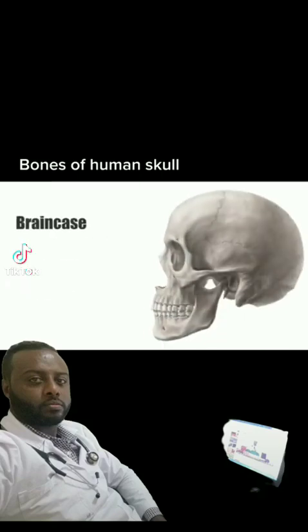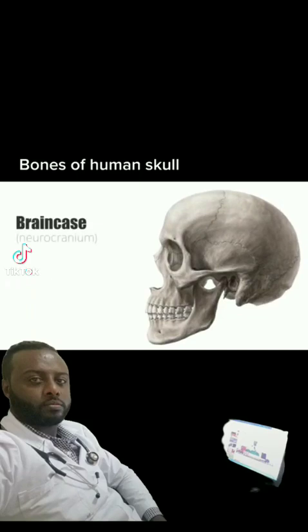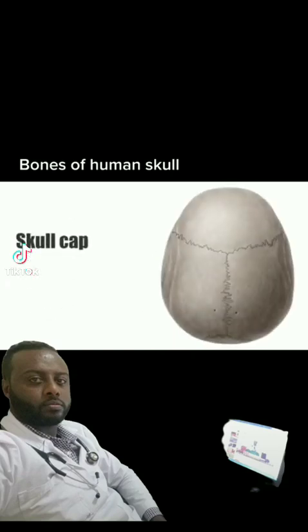The skull is divided into the brain case, known as the neurocranium, which consists of the skull cap, known as the calvarium, and the skull base, as well as the face, which is known as the viscerocranium. Let's break down the features of the brain case first.